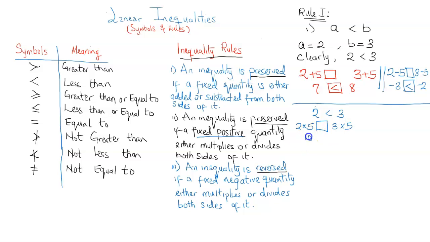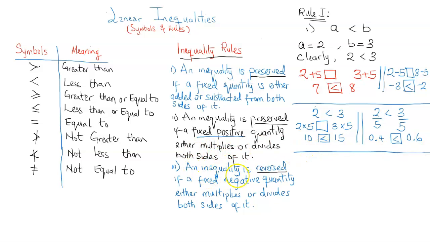2 times 5 is 10. 3 times 5 is 15. And of course, we can see that 10 is still less than 15. All right. Now, if I chose to divide both sides by 5, here we have 0.4 and 0.6, and so we can see that 0.4 is still less than 0.6. So multiplying or dividing both sides by a fixed positive quantity also preserves the inequality.